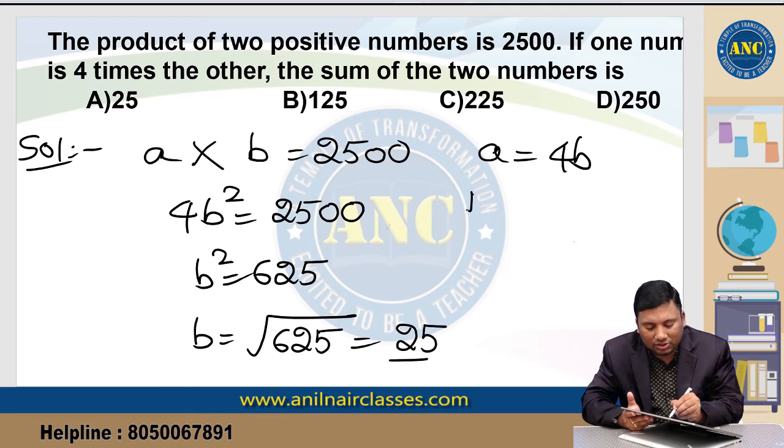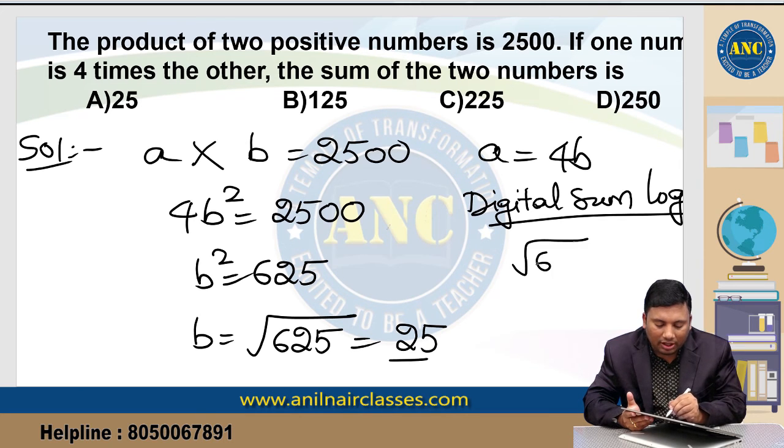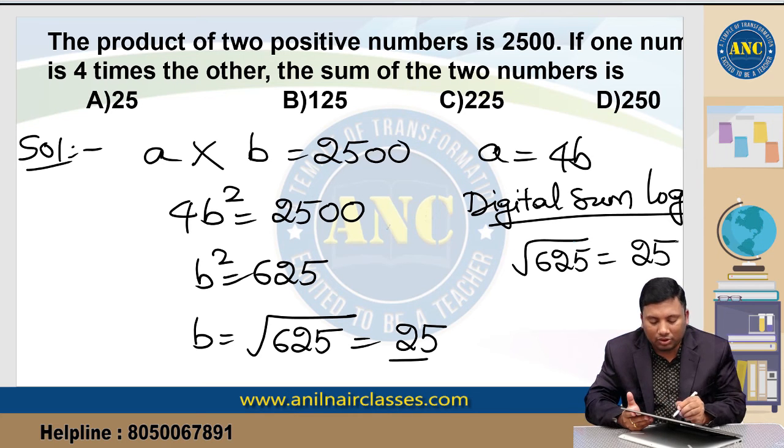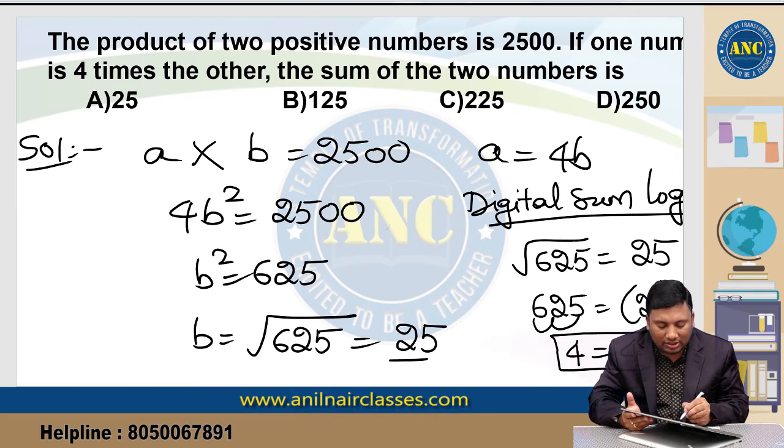You can also check using the digital sum logic. Suppose the question is: square root of 625 is equivalent to 25. Remove the square root: 625 equals 25 whole squared. 6 plus 2 is 8, 8 plus 5 is 13, 13 is 4. 2 plus 5 is 7, 7 squared is 49, 4 plus 9 is 13, 1 plus 3 is 4. 4 equals 4, it is matching.